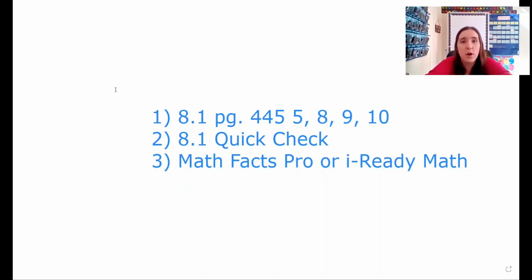Let's take a peek at your homework for today. Okay, friends, here is your homework for today. I want you to go back into your workbook on the pages that we were just on, page 445 and 446. And do numbers 5, 8, 9, and 10 to get some more practice. Then make sure you go do your quick check on Google Classroom, and then you should spend some time on MathFacts Pro, or if you're in my class, you're gonna go spend 20 minutes on iReady Math.